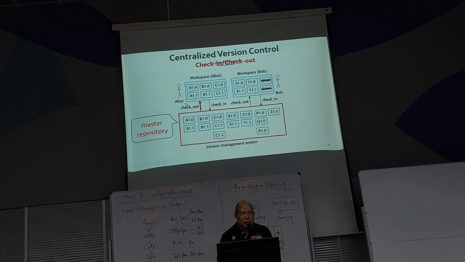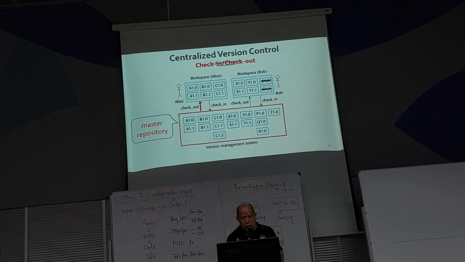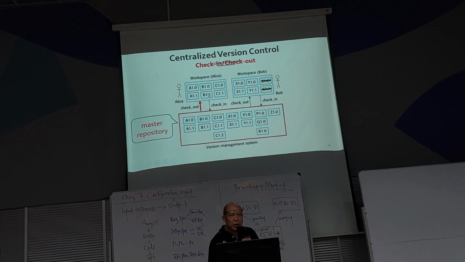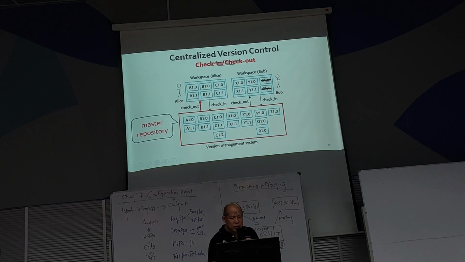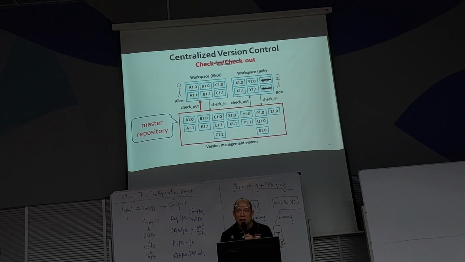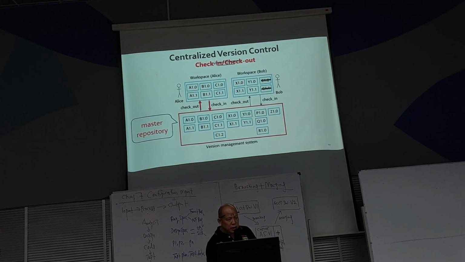So let's say Alice wants to do some changes to an existing configuration item in the master repository. The item needs to be checked out from here and stored in Alice's private workspace. Checkout means retrieve the item and put it into Alice's workspace, if Alice is authorized to change it. After the changes are done, transfer it back to the master repository. This is called check-in.